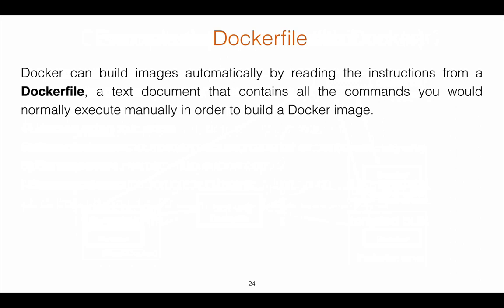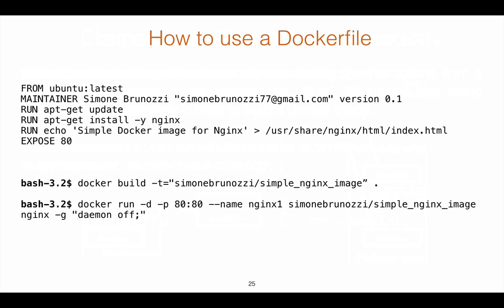A Dockerfile is essentially instructions, commands that you want to execute to build a Docker image, but you want to do this automatically. This is an example of a Dockerfile. You take Ubuntu as a base image, the latest one. You specify a maintainer. This is me. You can run specific commands. In this case, I'm updating my software, and then I'm installing NGINX, which is a web server, and then I can echo something on the index file and expose port 80, and then I can build a new image with a specific tag, which is Simone Brunozzi, my name, /simple-nginx-image, and then the dot at the end is important. This assumes that your Dockerfile is in the same directory in which you issue the command.